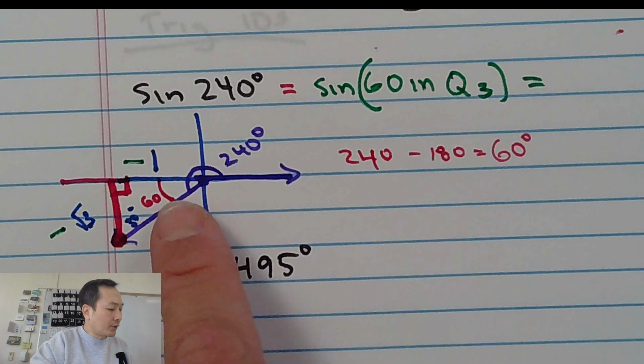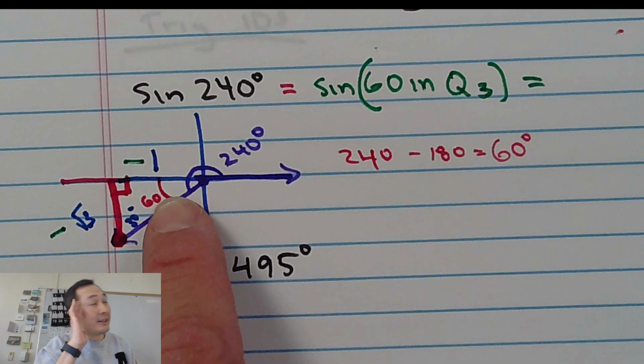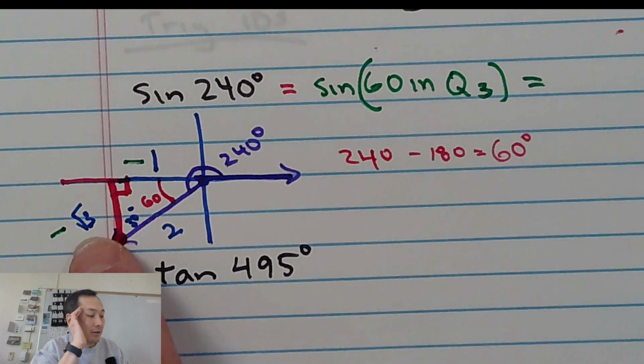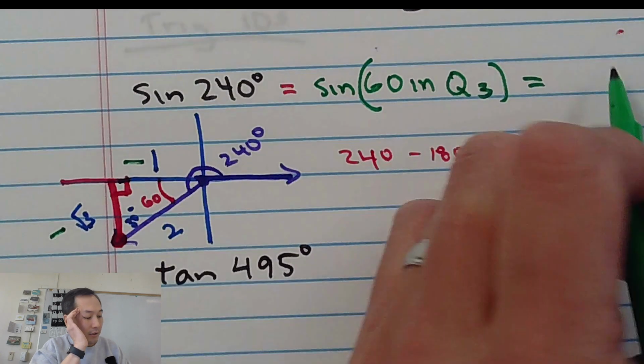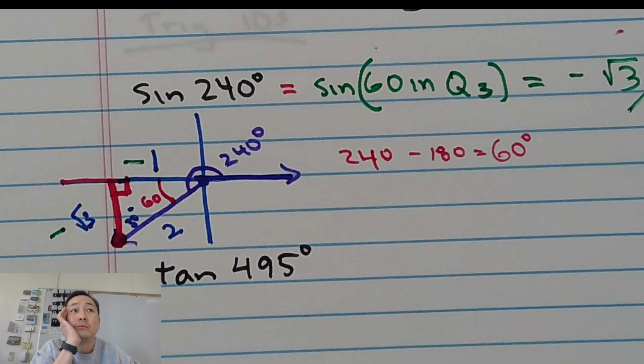Because we use these to figure out the bigger angle. So the sine of this, which is y over r, or if you're not sure, opposite over hypotenuse. Opposite, which is negative square root of 3, over hypotenuse, which is 2. So this will be negative square root of 3 over 2. Make sense? Questions on that?